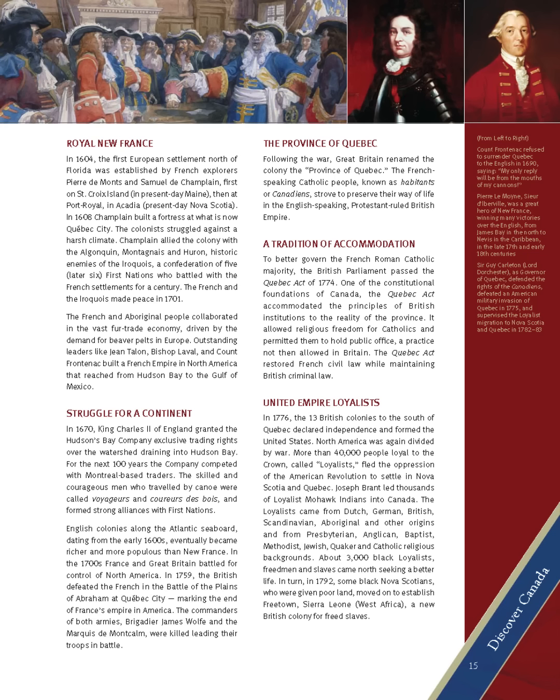The colonists struggled against a harsh climate. Champlain allied the colony with the Algonquin, Montagnais, and Huron, historic enemies of the Iroquois, a confederation of 5, later 6, First Nations who battled with the French settlements for a century. The French and the Iroquois made peace in 1701.